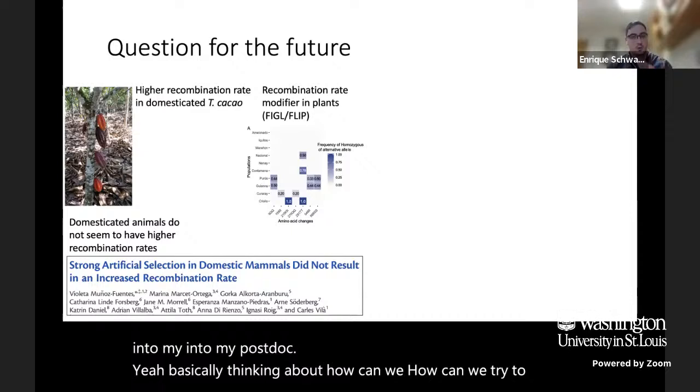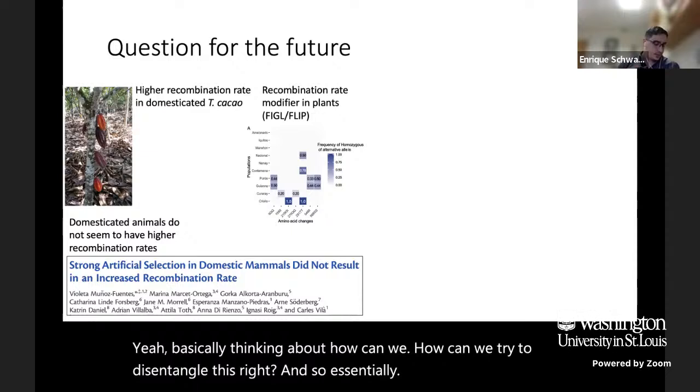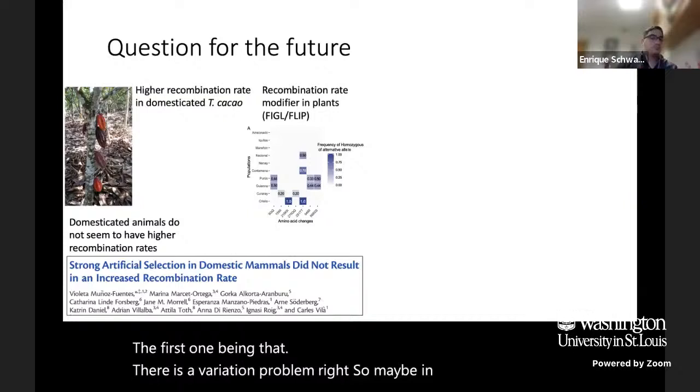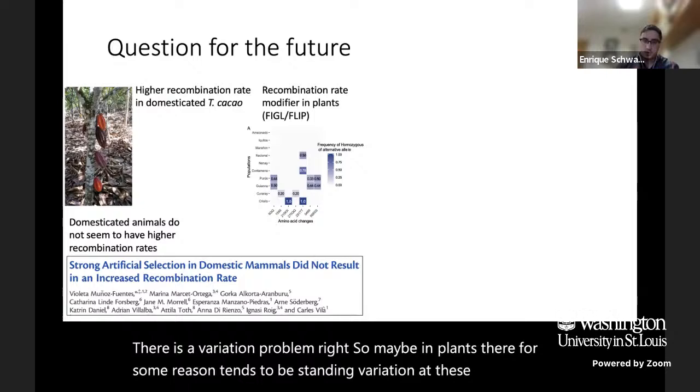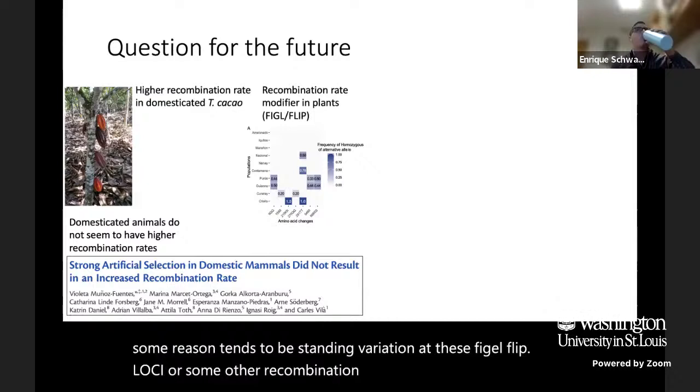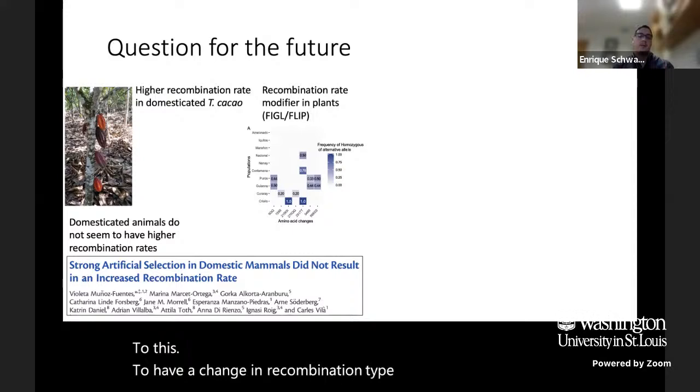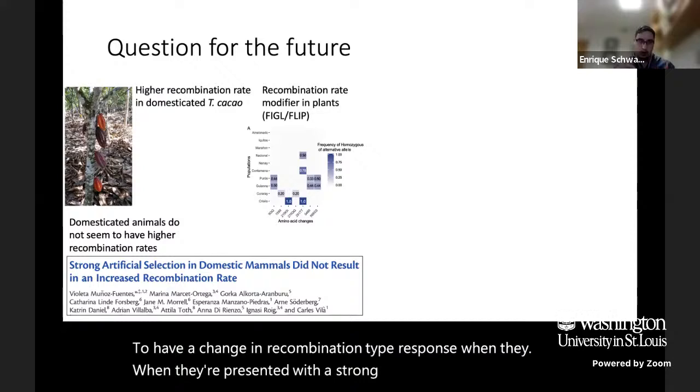essentially two central ideas have come to mind for me. The first one being that perhaps there's a variation problem, right? So maybe in plants, for some reason, there tends to be standing variation at these Fiegel flip loci or some other recombination modifier that allows plants to have a change in recombination type response when they're presented with this strong artificial selection or this domestication process.